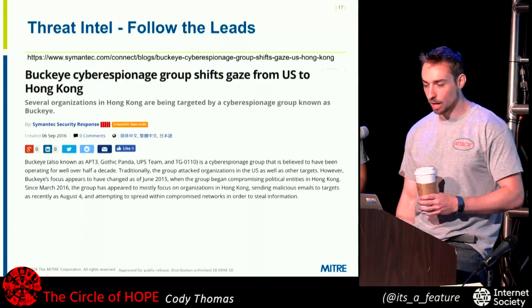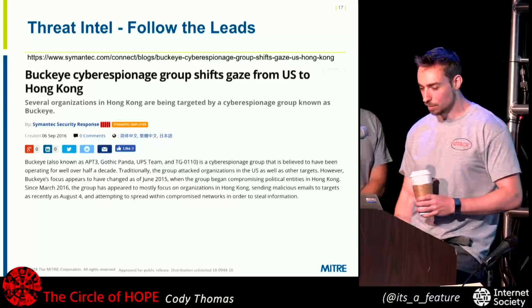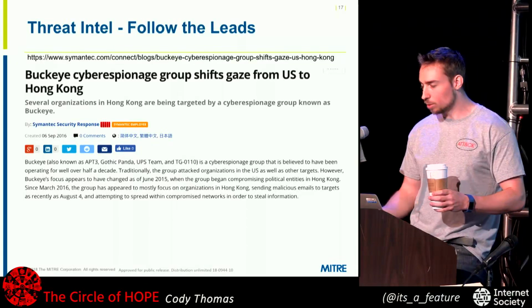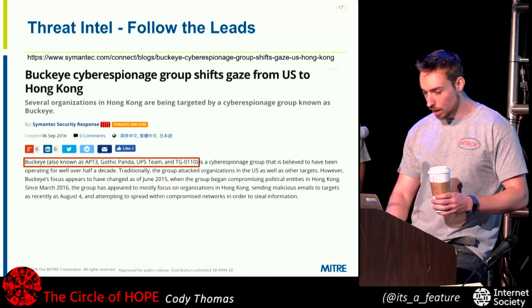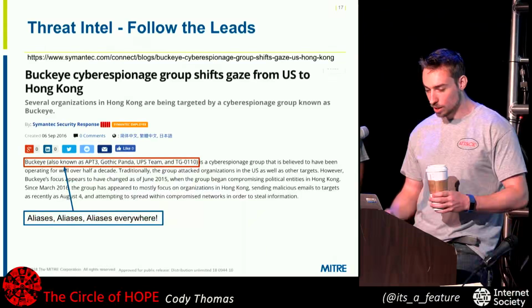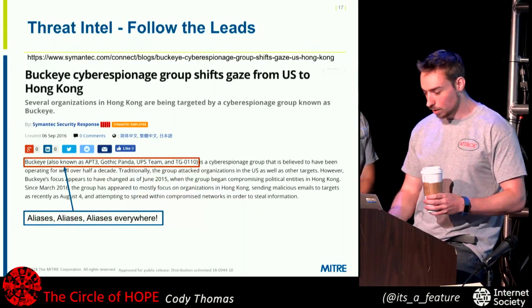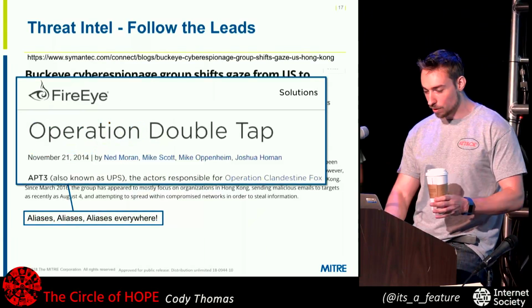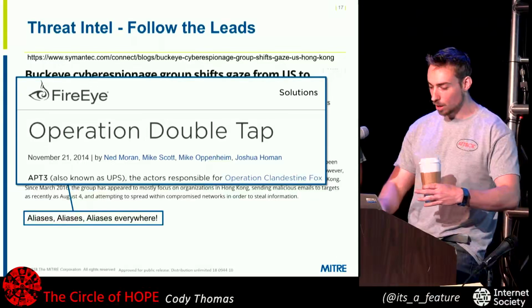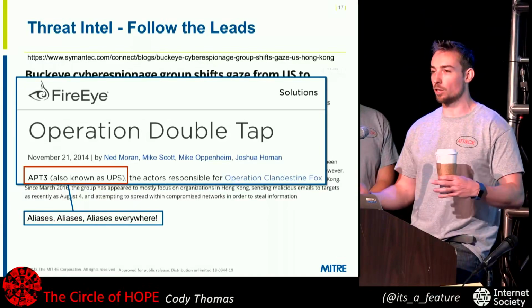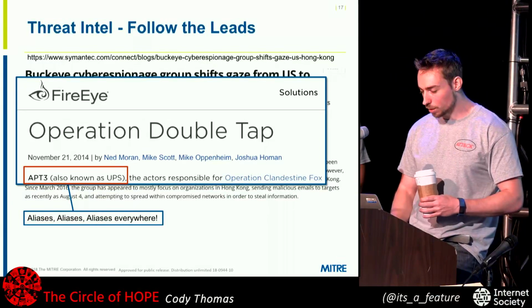So if we start actually looking at some threat reports, here is a simple one from Symantec. And here all I did was Google for APT3, but right away you can see that they're also known as Buckeye, Gothic Panda, UPS Team, Threat Group 0110. If you start Googling even those, you'll see Operation Double Tap, Operation Clandestine Fox, UPS. All these sorts of things start quickly bubbling up to the front.